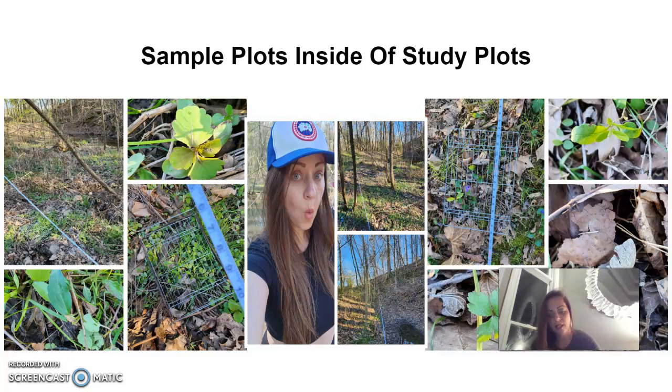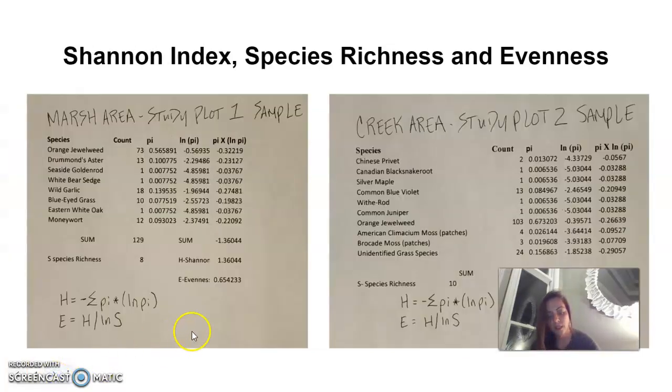I calculated each sample's Shannon index, evenness, and species richness, and you can see those results here. The Creek Area Study Plot 2 sample yielded the greatest species richness. However, the Marsh Area Study Plot 1 sample had more species evenness and a higher Shannon index, indicating a higher diversity of species. And you can see that there are multiple counts of 1 here.